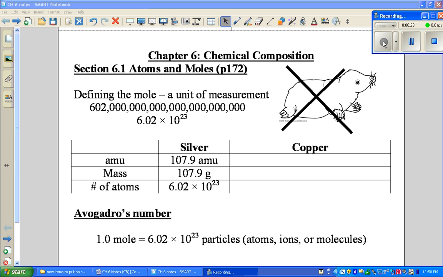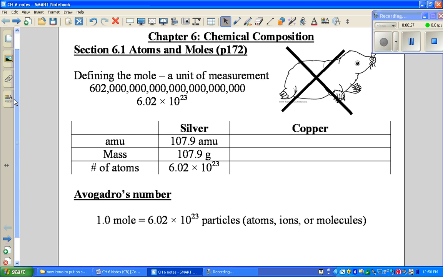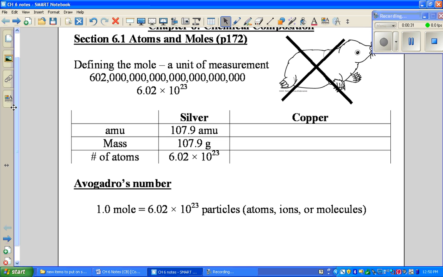So you can see here it's a unit of measurement, and we discussed in class if I say a dozen, you know that it's going to be 12. Well, if I say a pair, it's going to be 2. If I say a mole, it's going to be 6.02 times 10 to the 23rd. So no, we're not talking about this hairy creature over here on the right. We are talking about a defining unit of measurement, 6.02 times 10 to the 23rd.